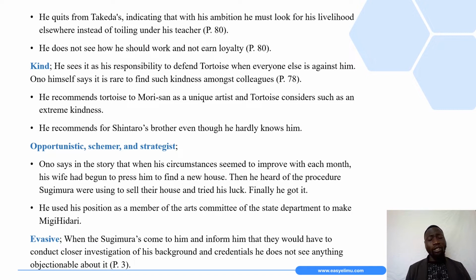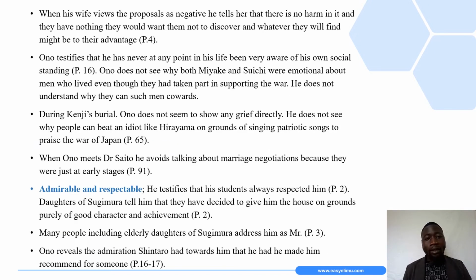So Ono is also said to be evasive. That is when the Sugimuras come to him and inform him that they would have to conduct a closer investigation of his background and credentials. He does not see anything objectionable about it. Again, when his wife views the proposals as negative, he tells her that there is no harm in it and they have nothing they would want them not to discover, and whatever they find might be to their advantage.